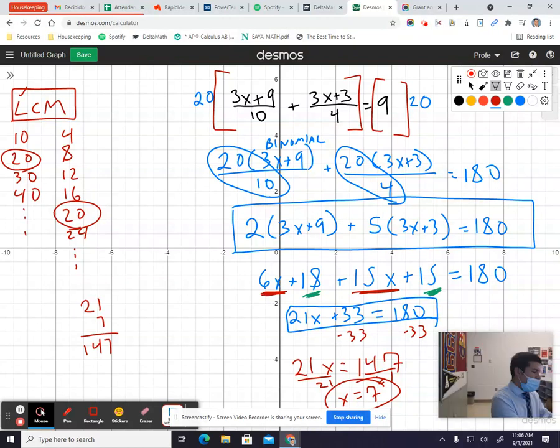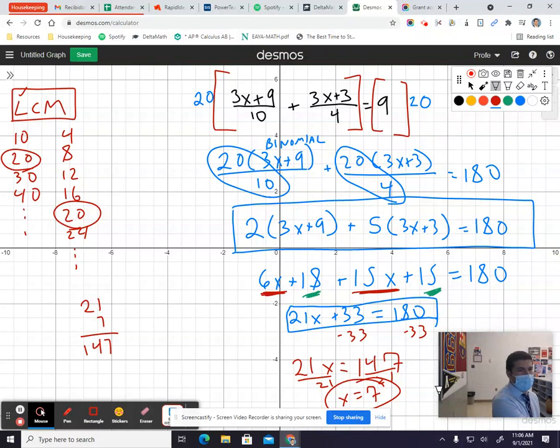Very last thing that I would do in this case is I would take my answer of x equals 7, and I would substitute it into my equivalent equations, any of them. The best one to substitute into is your original equation. So I'm going to do that using mental math.